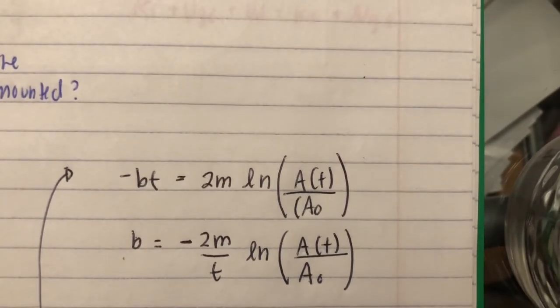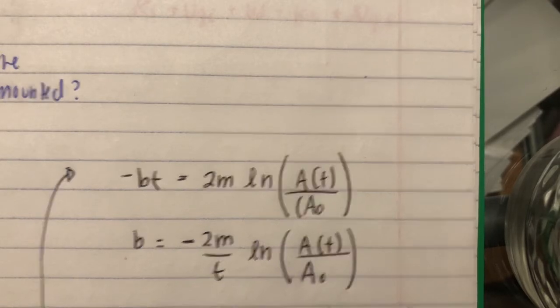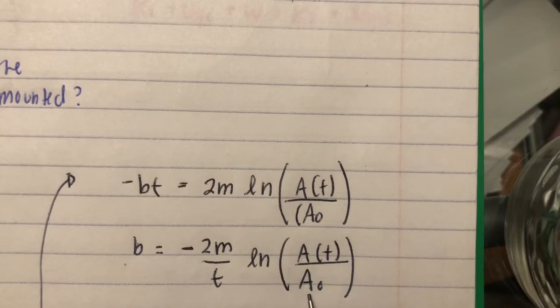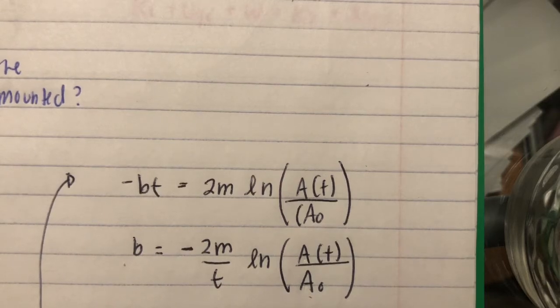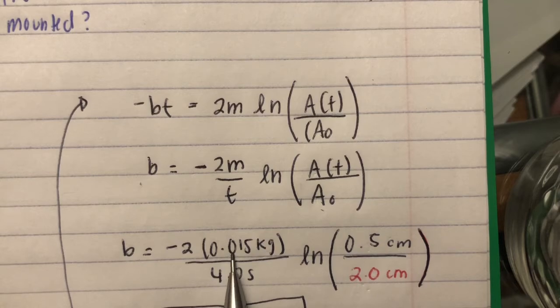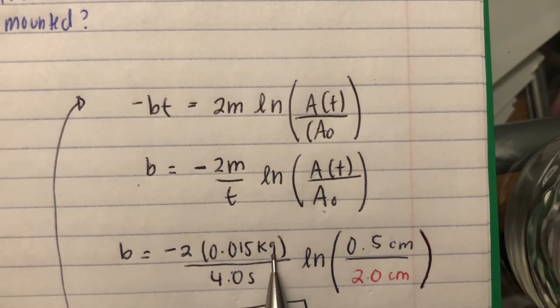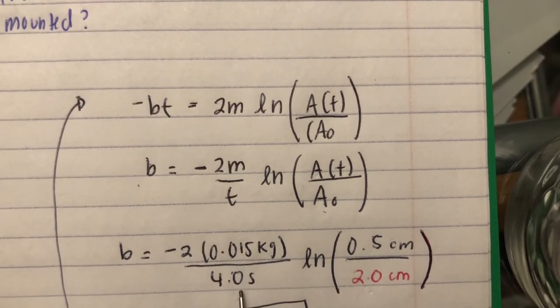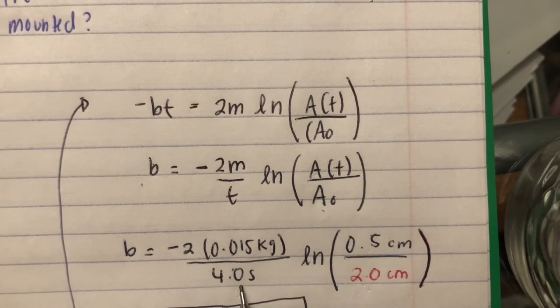Alright, so once I solve for b, this is what I'm left with, which is negative 2 times the mass divided by the time, times ln of the amplitude in terms of time divided by the initial amplitude. So I plugged everything in. Once again, I converted grams to kilograms. So this is what they gave us in terms of the mass. And then the time is 4 seconds.